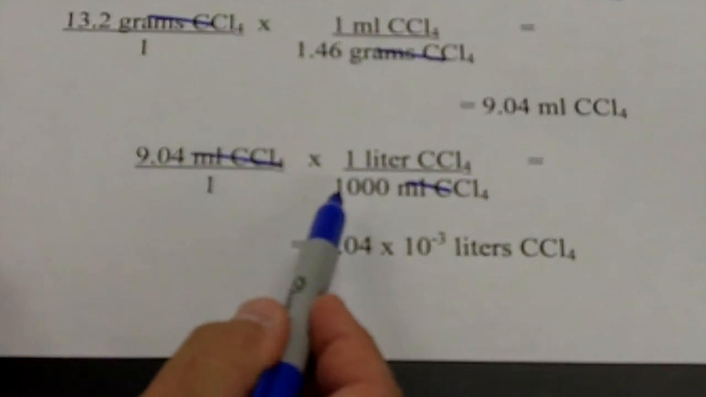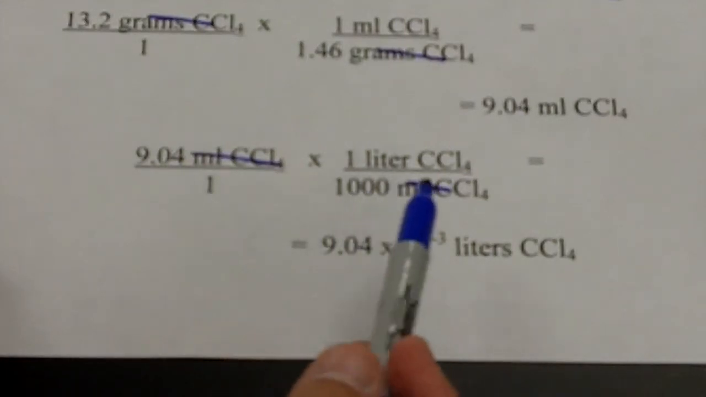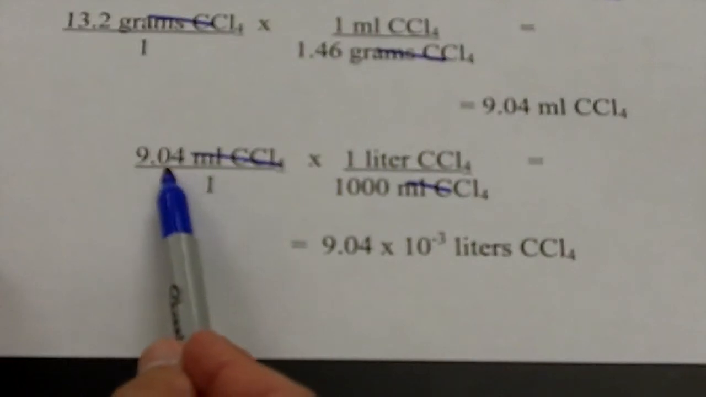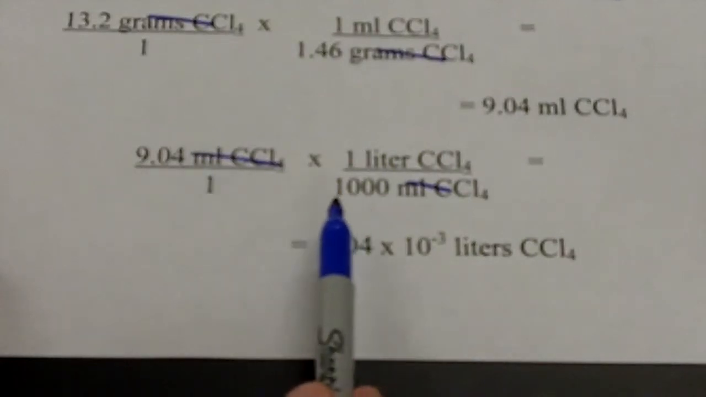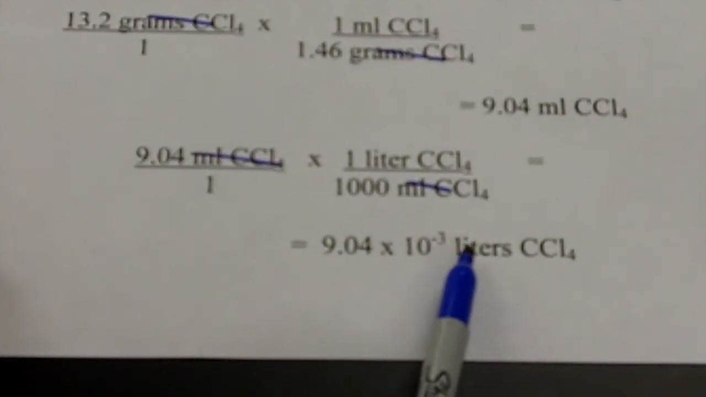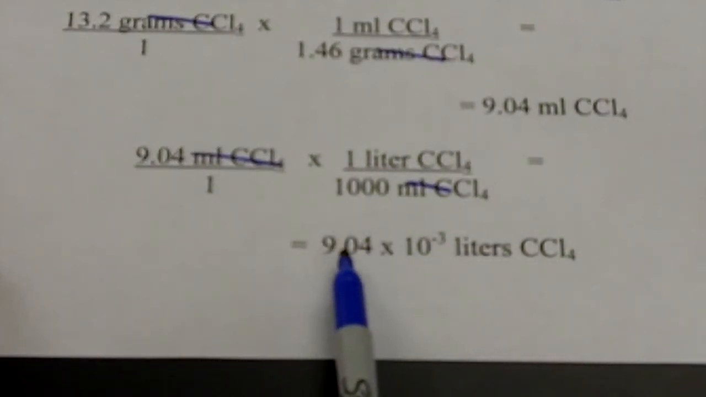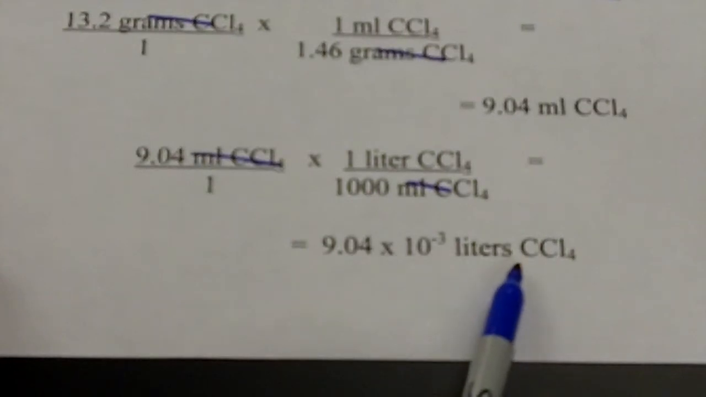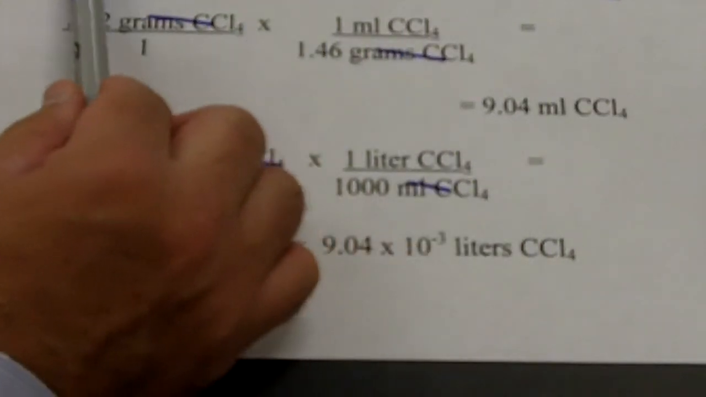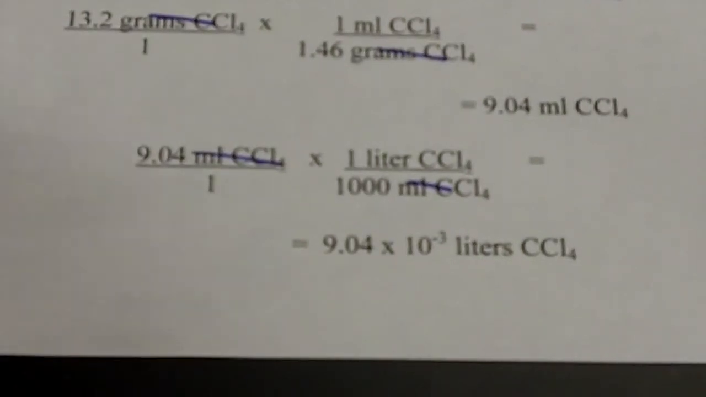9.04 divided by 1,000, remember 1,000 is 10 to the third, but I'm dividing. So 9.04 times 10 to the negative 3, because it's on the bottom, negative 3 liters is my final answer for this problem. Okay? So that's the volume, 9.04 times 10 to the minus 3 liters is the volume of this initial number of grams of CCl4. Okay? All right, that's number 8.